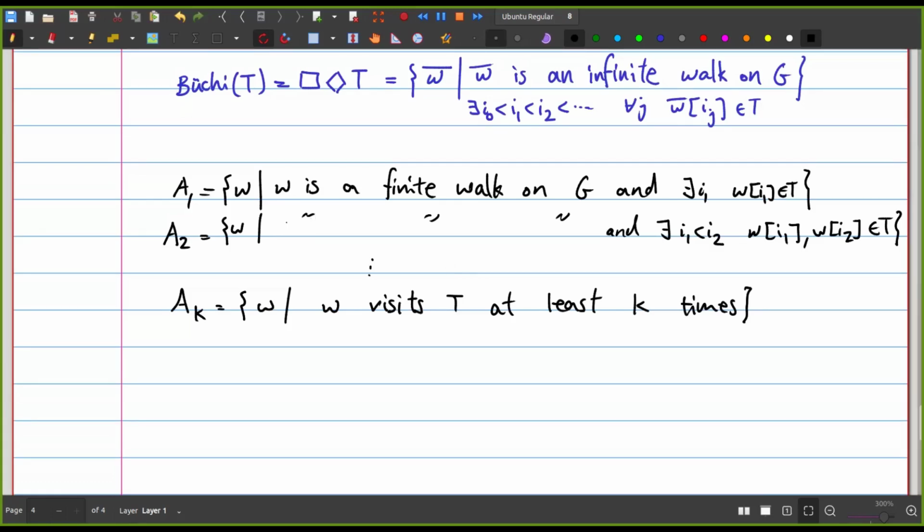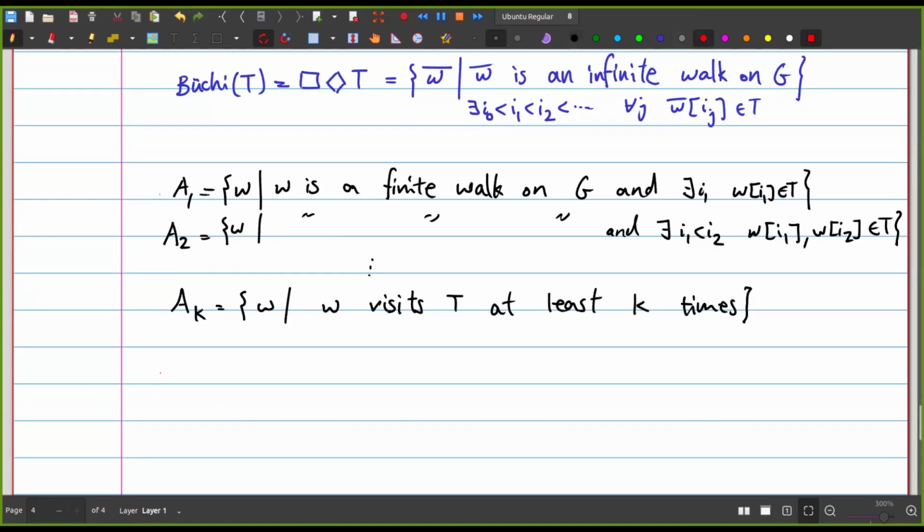Great. Now, what happens if I look at the extensions of all the walks in A1? This will give me all the infinite walks that see my target set at least once. What if I look at the extensions of all the walks in A2? This would be all the infinite walks that see my target set at least twice, and so on. So I'm going to define these sets.